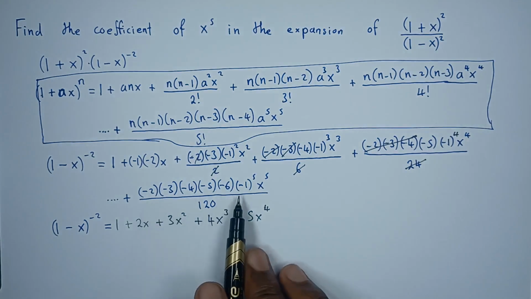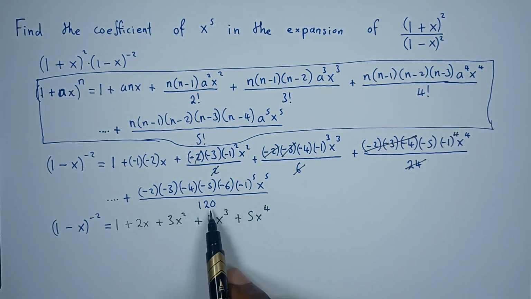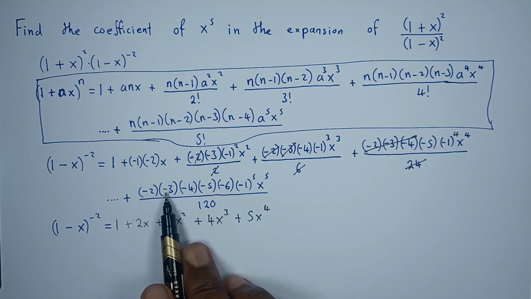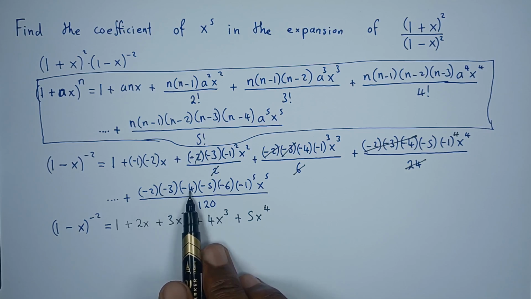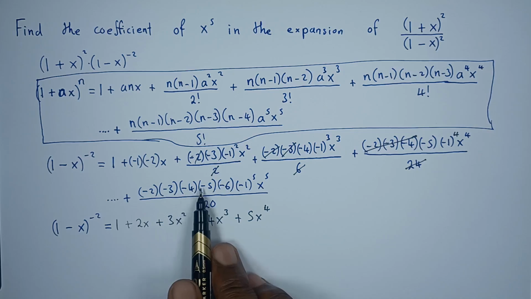So for this part, how can we kill the 120? Remember, 2 times 3 is 6, 6 times 4 is 24, 24 times 5 is 120. So what will happen is this.